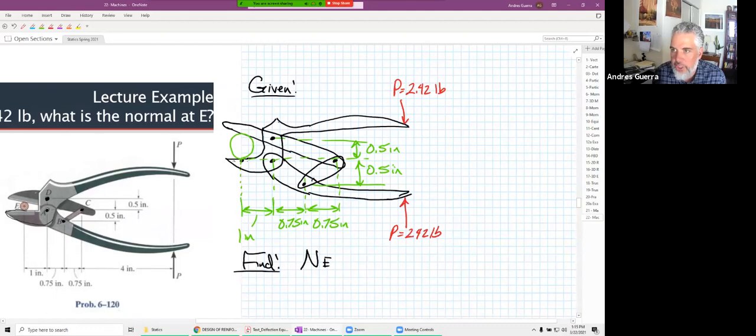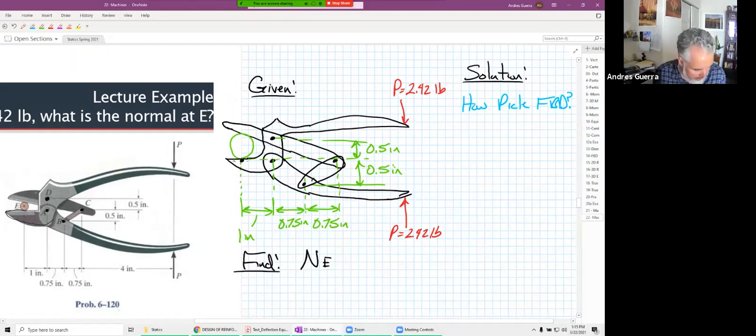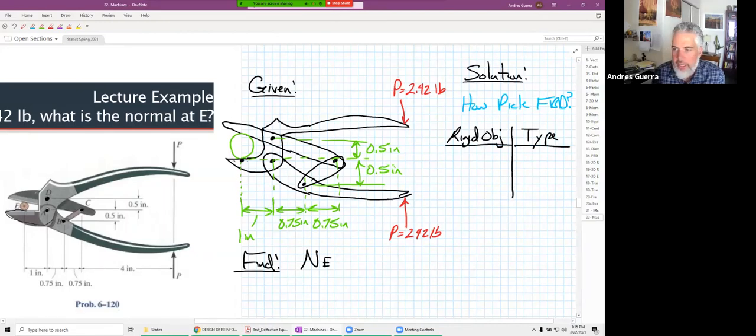For our solution, let's identify all of our rigid objects and their type. And this will be basically how we can pick our FBD. So how do we pick the FBD? Well, let's make a list here. And so we're going to have our rigid object, and we're going to have the type that it is. And the type, all we're doing is, is it a 2-force or is it a multi-force rigid object?